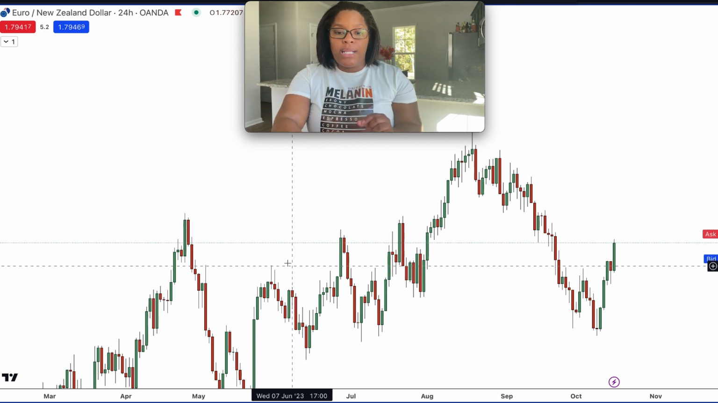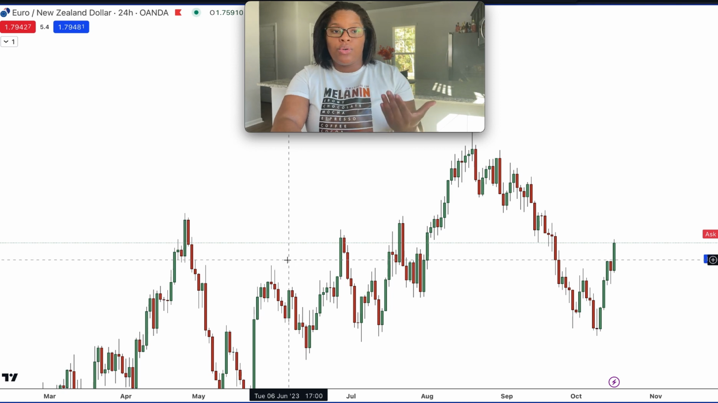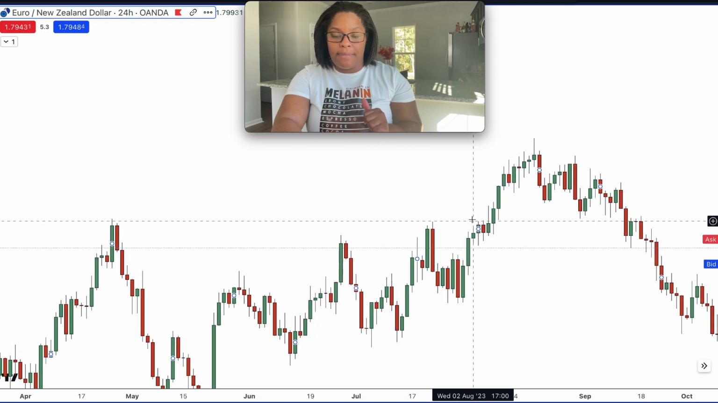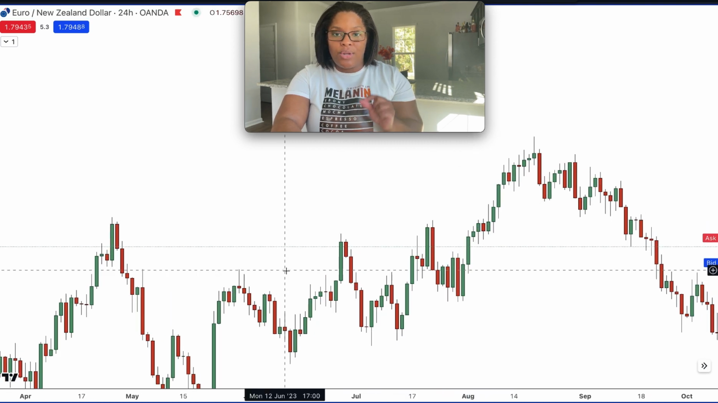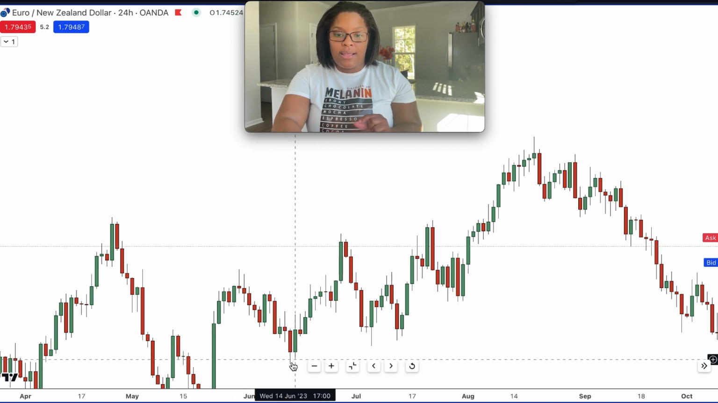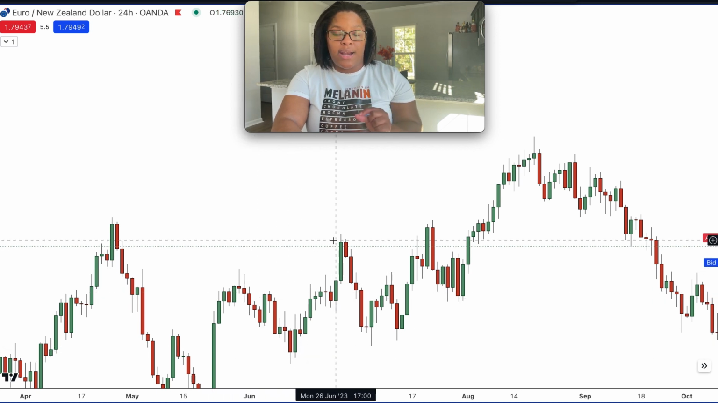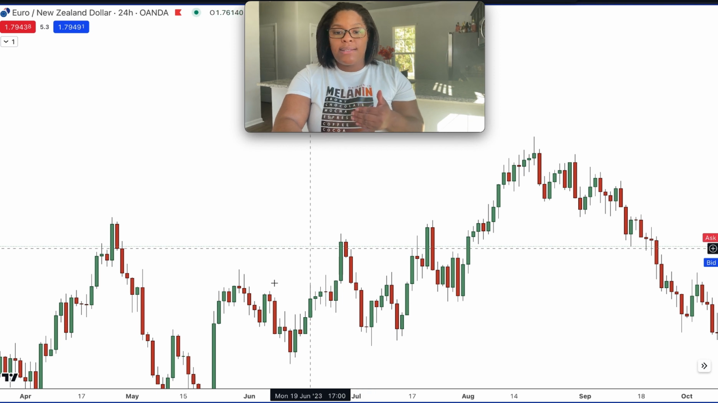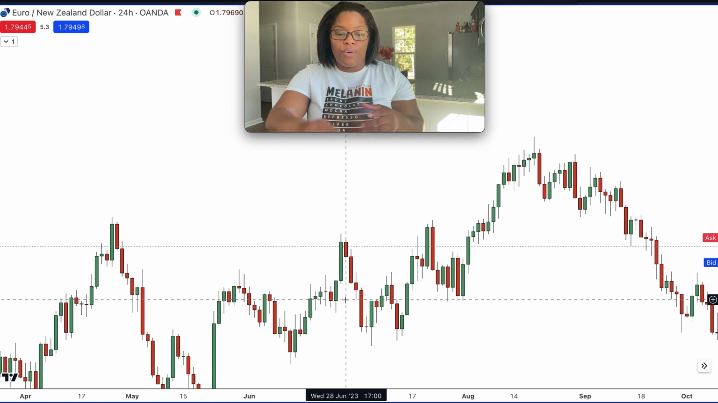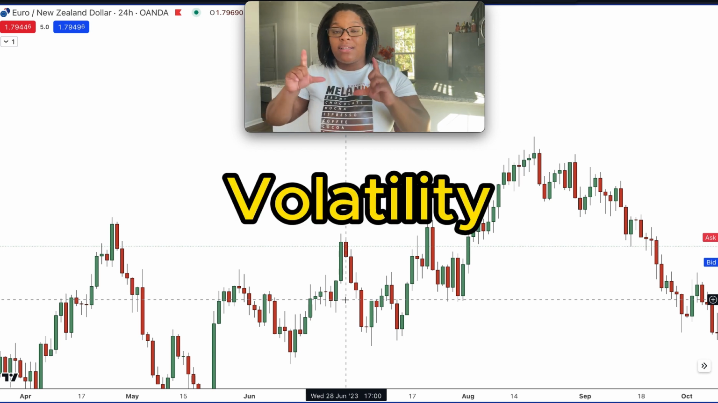Now, if we look here on this chart, I'm on Euro, New Zealand dollar on the 24-hour time frame, aka the daily time frame. And what you guys are going to notice here is, let's just start here with this first move in the market. Now, the first thing that I am noticing as I am looking at this move is the fact that price has a high, a low, and then another high. Now, if you look at the space in between the trade, or the distance in which price has to pull back, this is known as volatility.